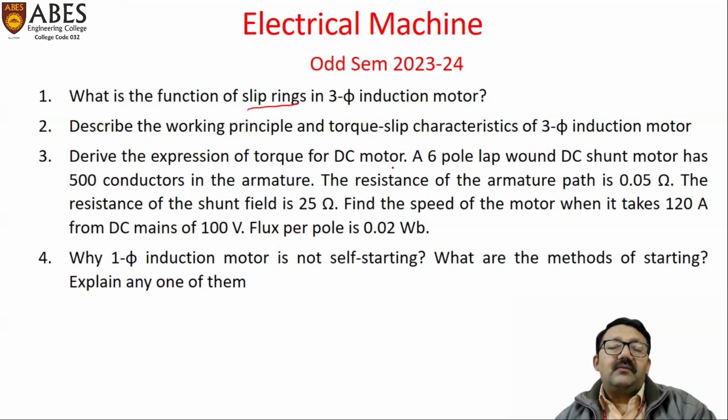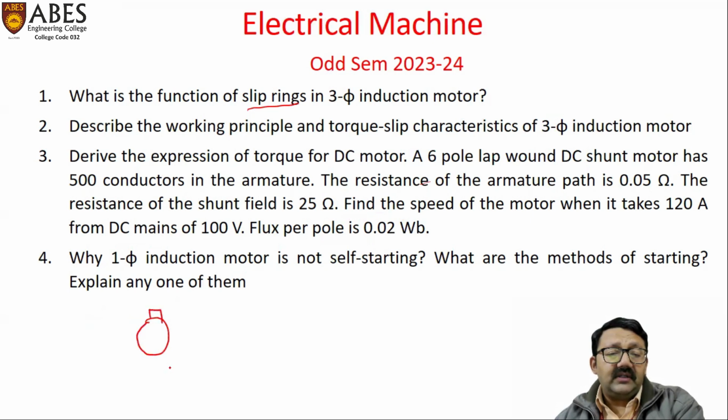For this, you can refer to the video in which we have derived the expression of armature torque. And then there is a numerical which is based on the line diagram. It states that a 6-pole lap wound DC shunt motor has 500 conductors in the armature. The resistance of the armature path is 0.05 ohm. The resistance of the shunt field is 25 ohm. Find the speed of motor when it takes 120 ampere from DC mains of 100 volt and flux per pole is 0.02 Weber. For this numerical, first let us draw the line diagram of a DC shunt motor.